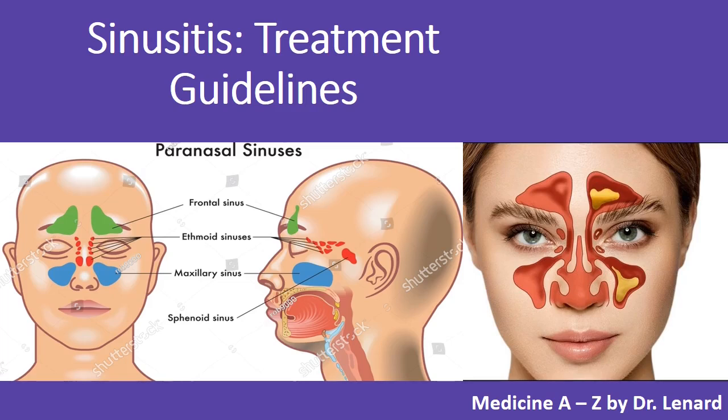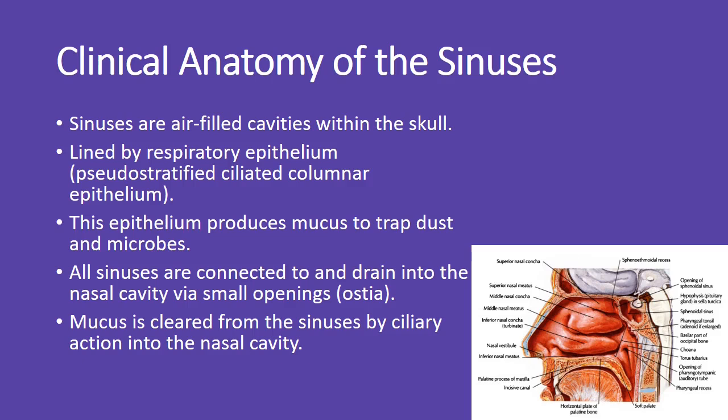Let's dive right in. From a clinical perspective, sinuses are air-filled spaces lined by respiratory epithelium, which produces mucus to trap particles and prevent infection. This mucus is cleared by ciliary action, with all the sinuses draining into the nasal cavity through small openings called ostia.